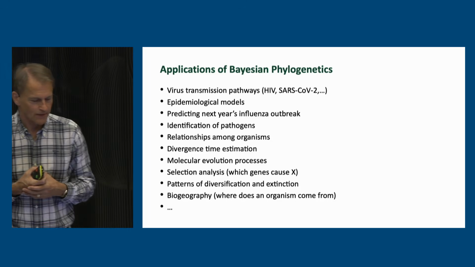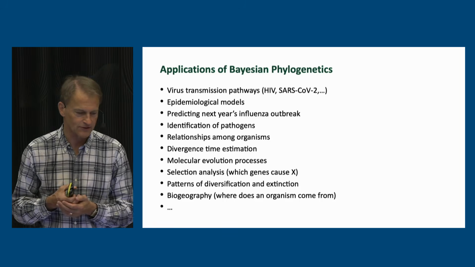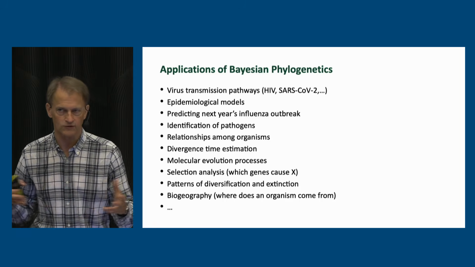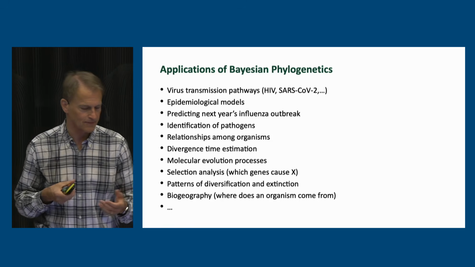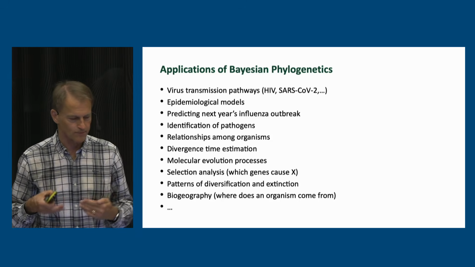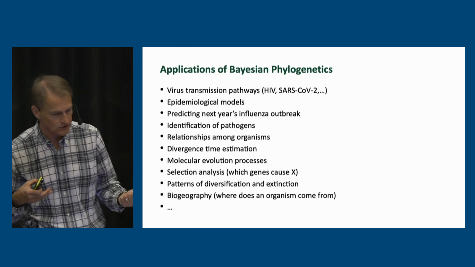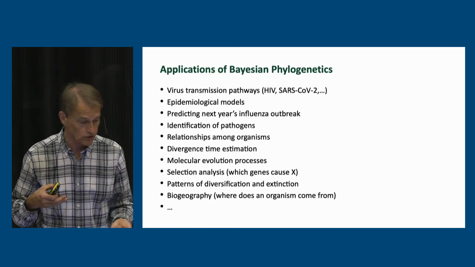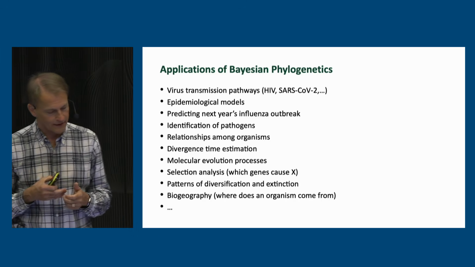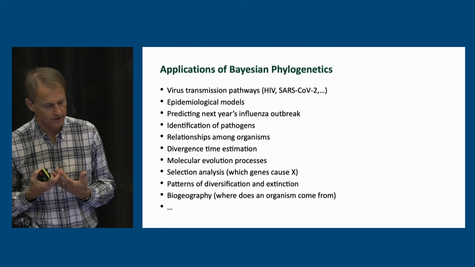Okay, so there are lots of applications of Bayesian phylogenetics, or these types of problems occur across the life sciences. I just listed some examples here to give you a feeling for where these problems occur. In medicine, we have problems like virus transmission pathways, epidemiological models, predicting next year's influenza outbreak, identifying pathogens. All of those typically involve evolutionary trees.